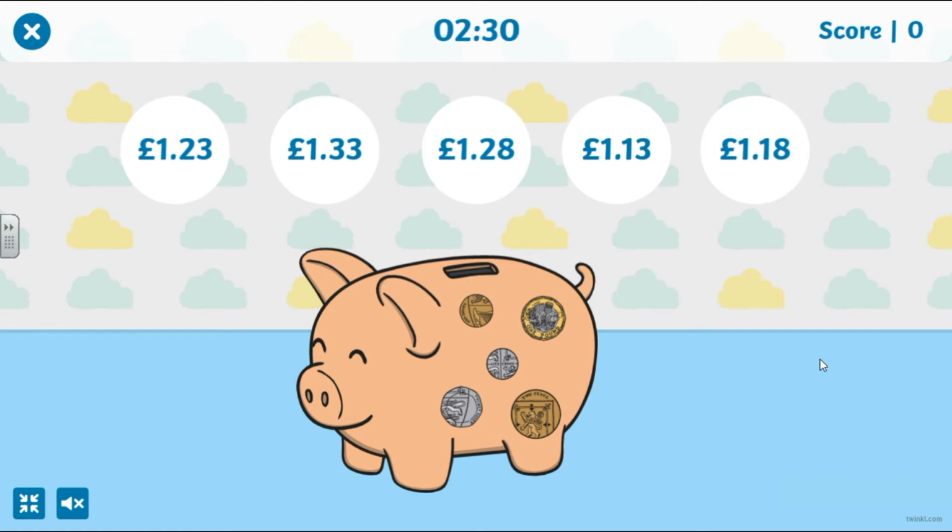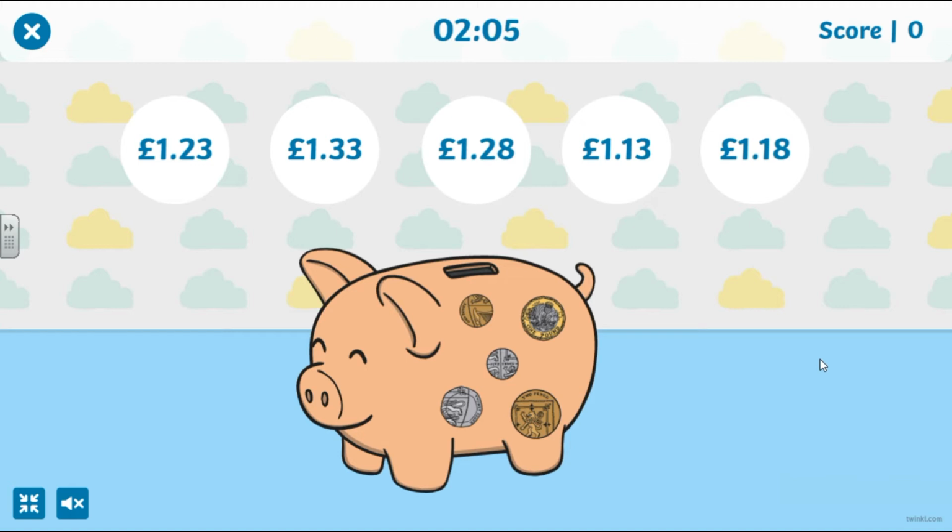So I know I've got £1, so I'm going to keep that in my head, and then I'm going to add the rest of my coins together. So I've got a 20p, add a 5p, which gives you 25p. Then I'm going to add my 2p and my 1p together to get 3p. Then I'm going to do 25p add 3p, which gives me 28 pence. So I've got £1 and I've got 28 pence. I add them together, I get £1.28.